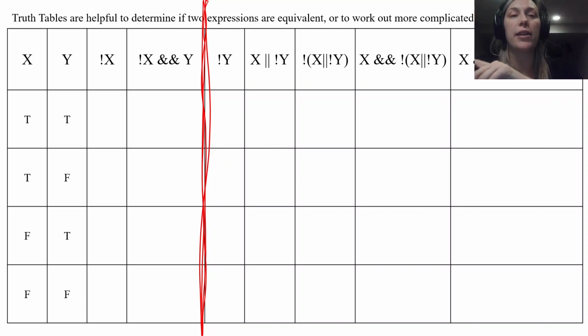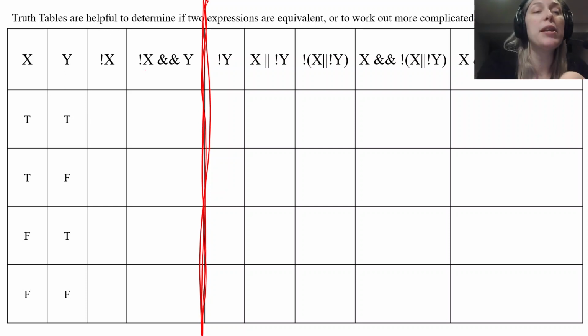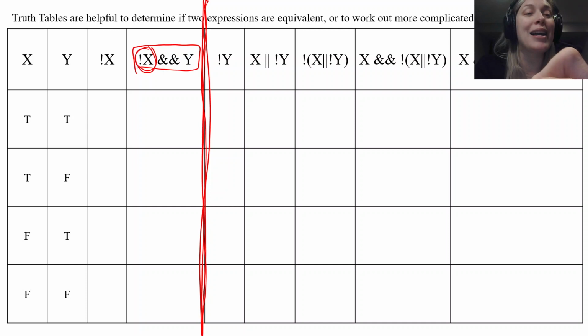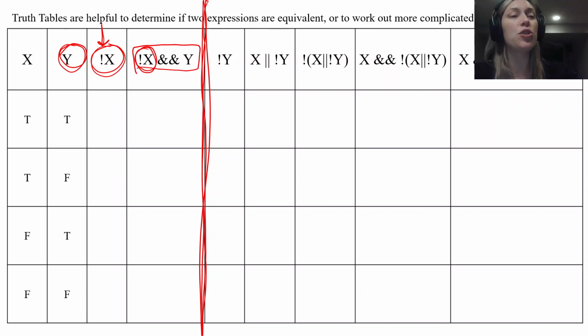Okay, so I'm going to draw a line there. That line will disappear in a moment, but just to show you, let's say I wanted to evaluate this expression: not x and y. What does that expression evaluate to? What we would do with a truth table to help us figure that out is first evaluate what not x is, and that's why I have a column with the not x. And then I can compare this not x column and my y column to see what that evaluates to.